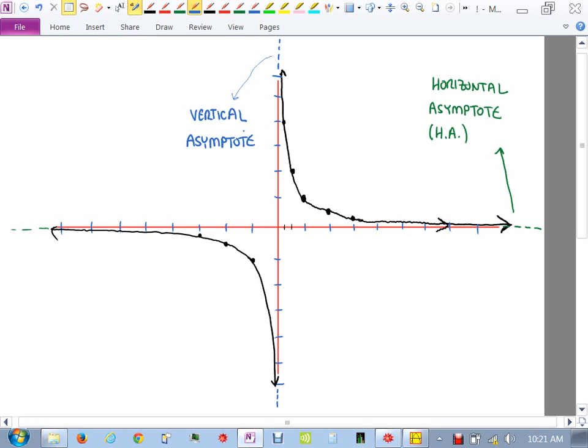Now, below these, I want to describe them a little bit, just kind of in layman's terms, like trying to explain to somebody who doesn't do a lot of math what these are. The vertical asymptote, I want you to look at it as a barrier. This is a barrier. It forces your function up or down, right?